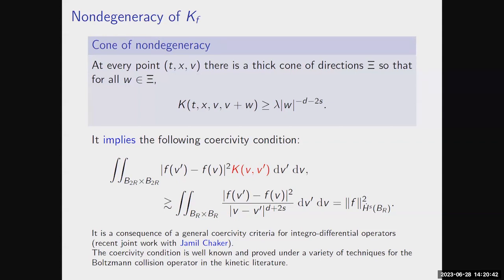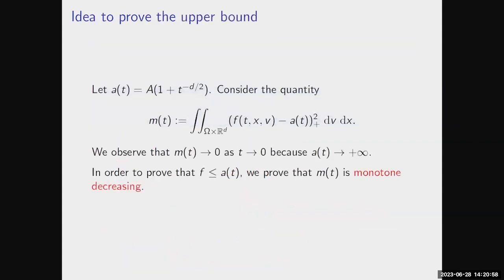So it implies, in a way, the coercivity of the Boltzmann collision operator with respect to the HS norm, which is something that has been proved independently in the Boltzmann literature, but it's also a generic statement about integro-differential kernels. So let me try to explain how one can prove the upper bound.